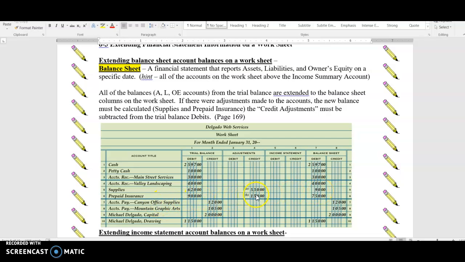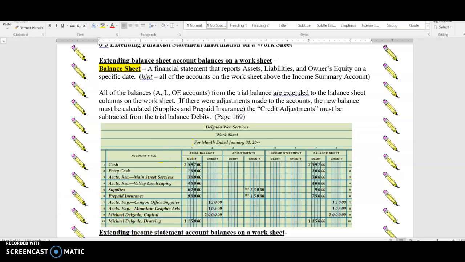Same thing for prepaid insurance. And then our liabilities and our capital all have a credit balance, so we bring them over to the credit side of the balance sheet. And then our drawing is a debit, so we bring that over to a debit. So all of those things are extended to the balance sheet.